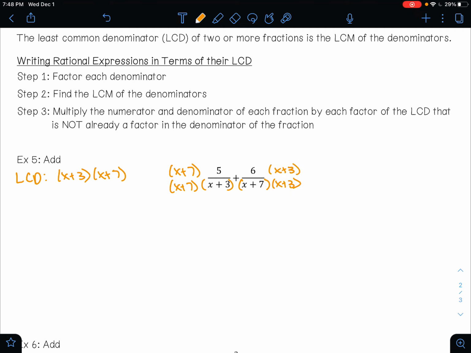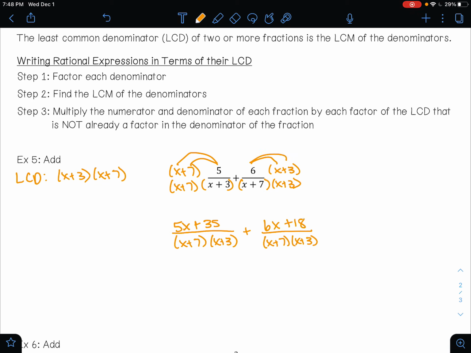So right now in my first fraction, I'm going to have x plus 7 times x plus 3 in my denominator. And in my numerator, I'm going to have to use the distributive property. 5 times x is 5x, and 5 times 7 is 35. Plus, in my second fraction, my denominator is x plus 7 times x plus 3. And in my numerator, I'm going to have to distribute. 6 times x is 6x, and 6 times 3 is 18.